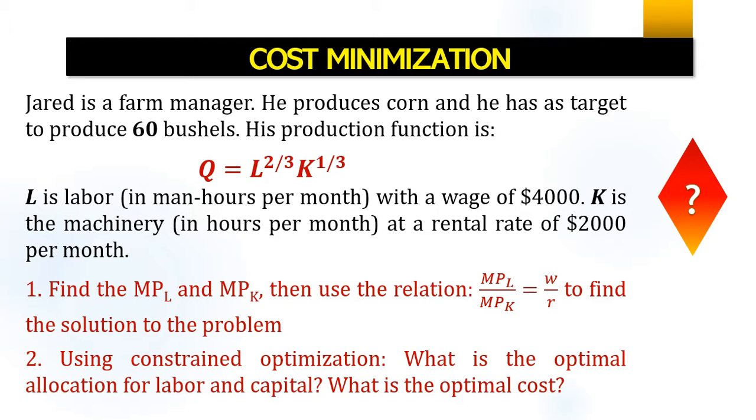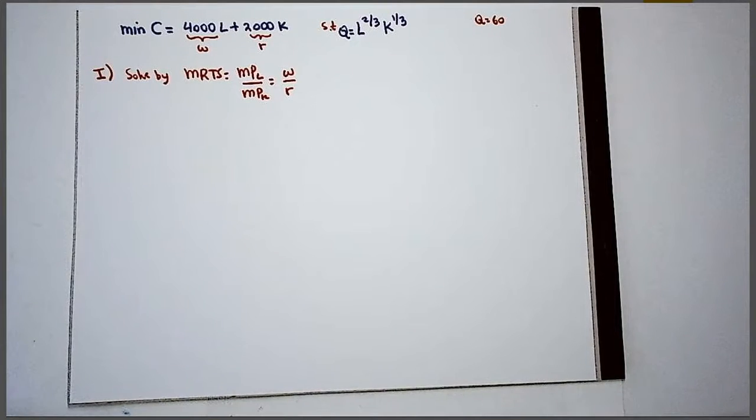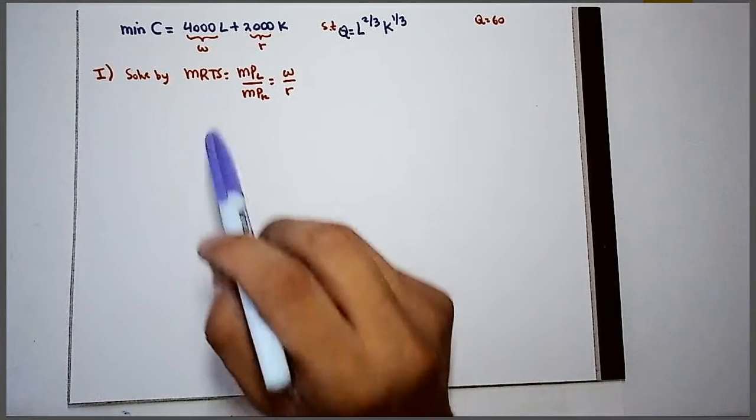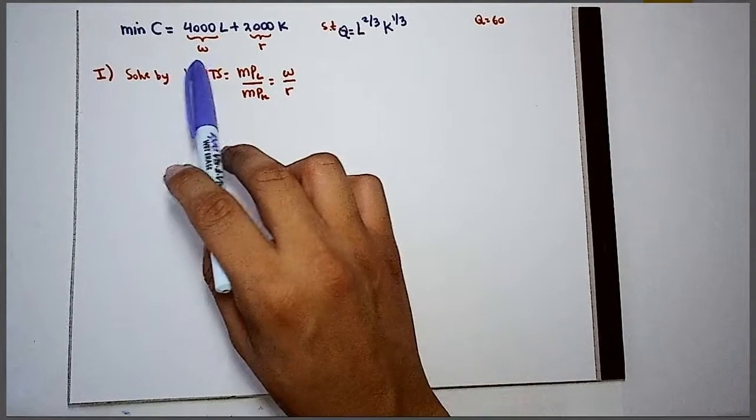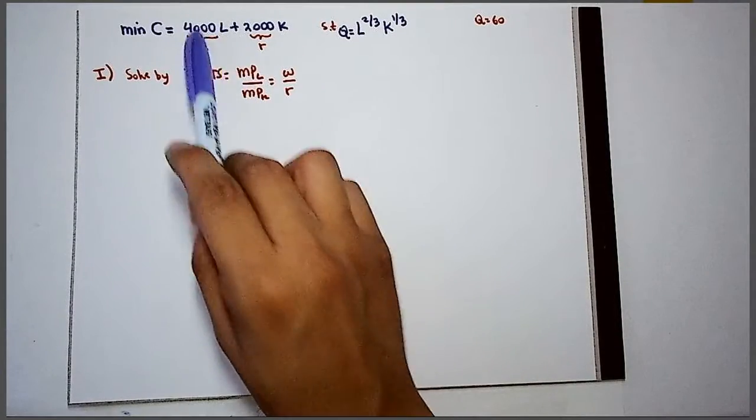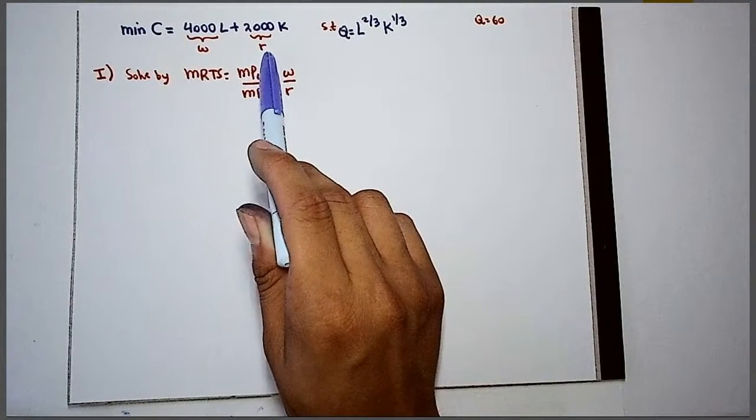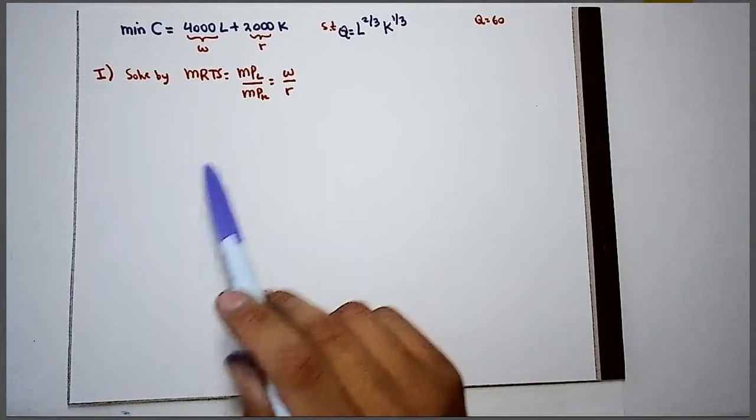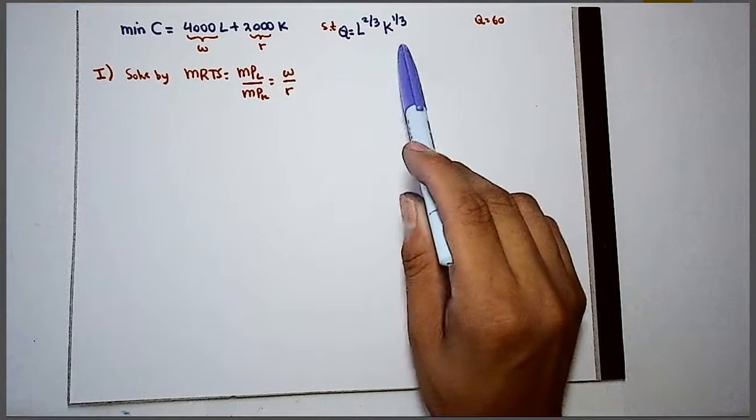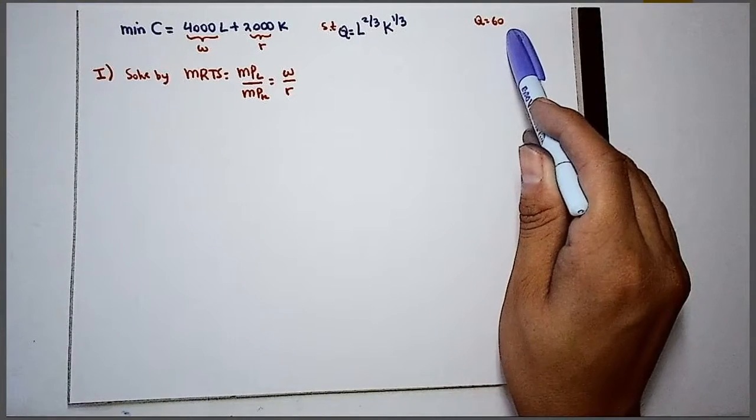And then we will solve the problem using constraint optimization. In both cases, we need to know what is the optimal allocation for labor and capital and what is the optimal cost. Here we have a cost minimization problem in which the cost is equal to the money spent on labor and capital. Remember that the wage was 4,000 and the rental rate was 2,000, subject to a production function that has a target of 60 bushels.